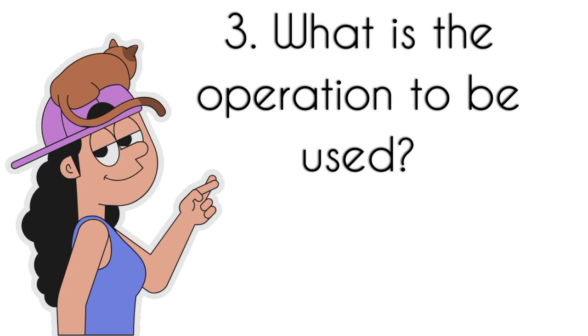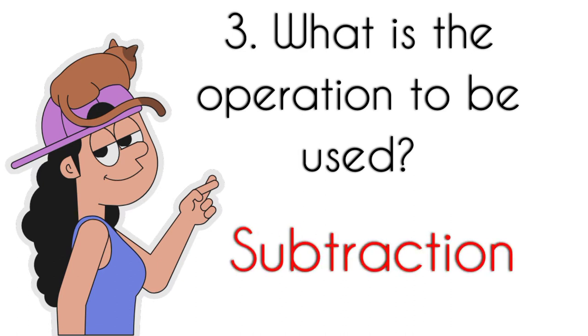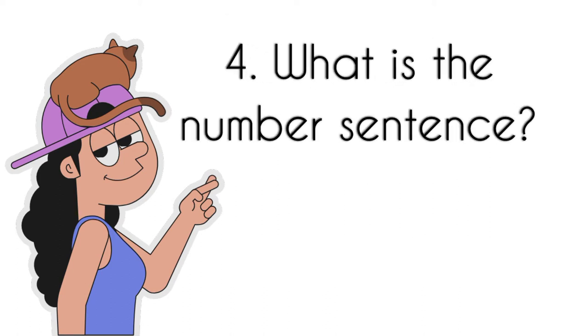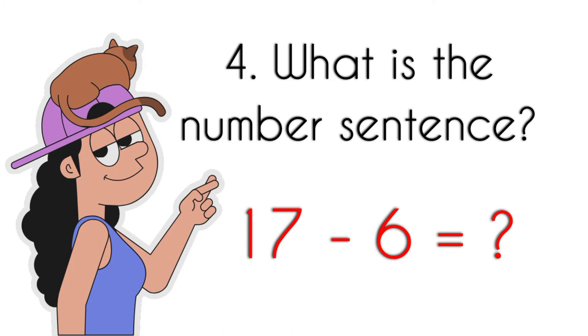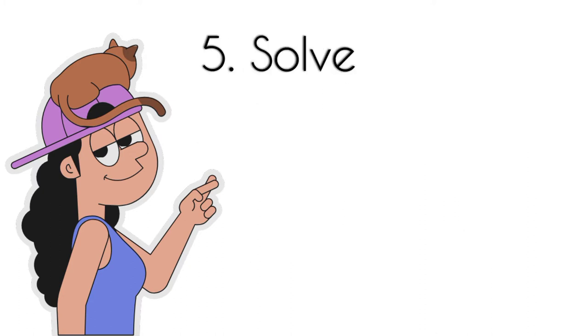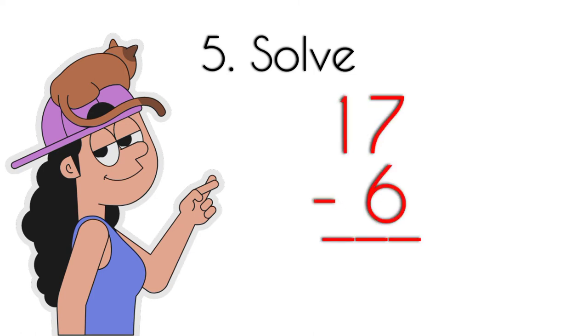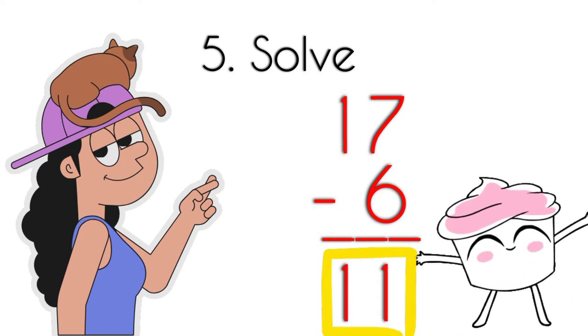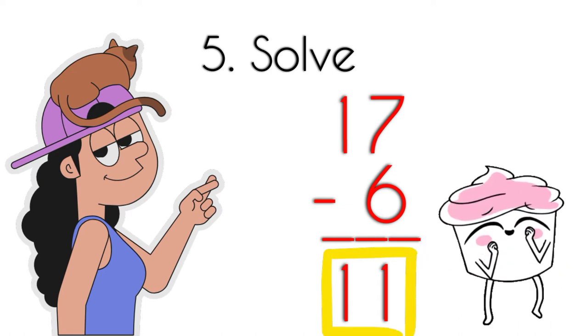What is the operation to be used? Subtraction. What is the number sentence? 17 minus 6 equals. Now let's solve 17 minus 6. Let's start with 7 minus 6 equals 1. 1 minus 0 equals 1. The answer is 11. 11 cupcakes were left.